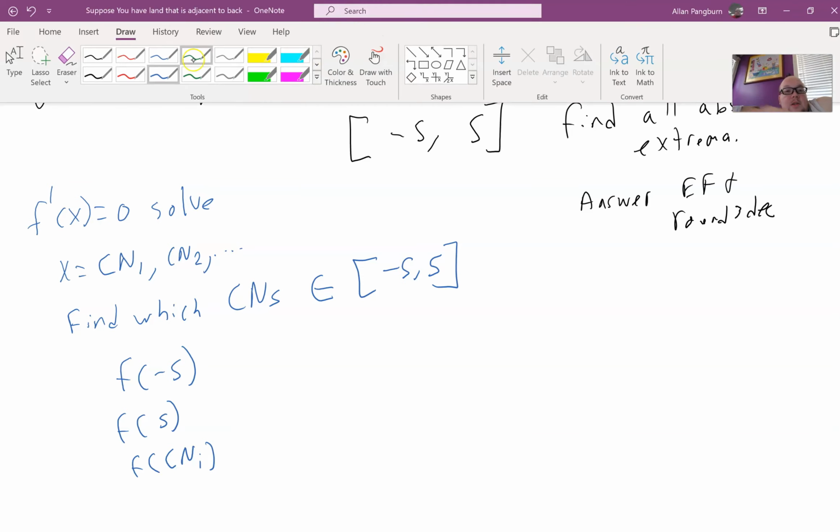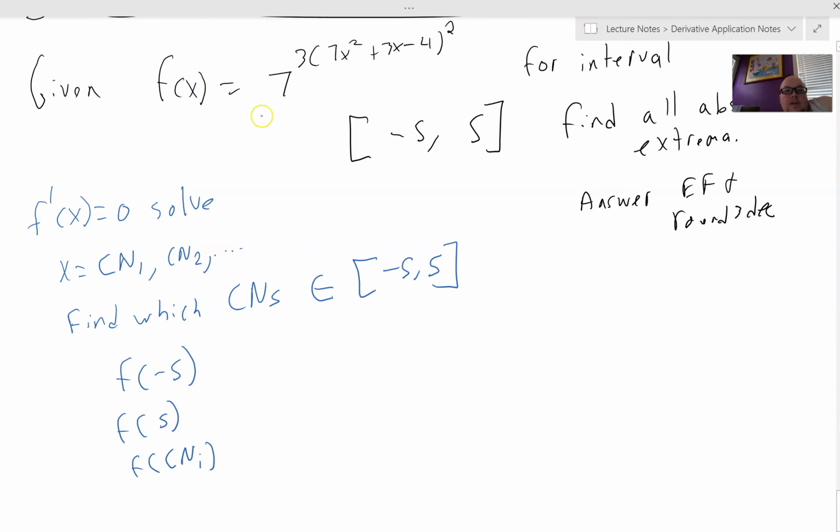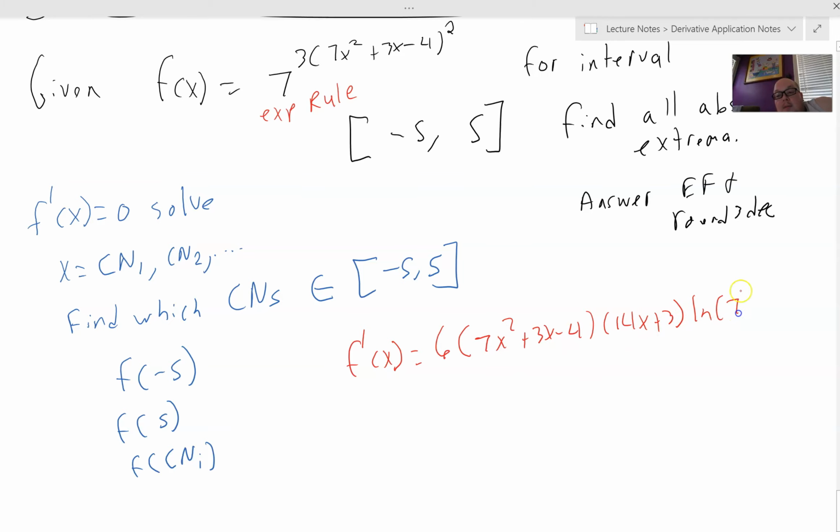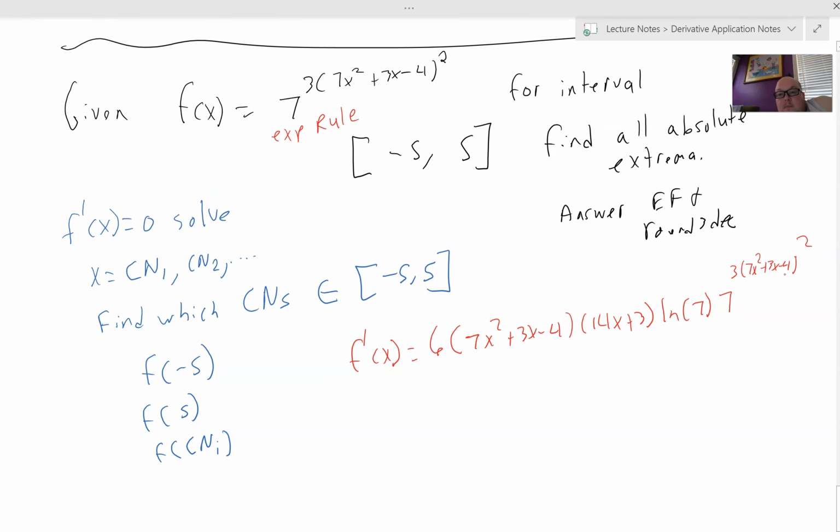So from here, this is just like your quiz you just took. So this is your exponential rule of derivative. So remember, this will become f prime of x is equal. All right, so we take the derivative of the exponent. Well, that's chain rule. So that's going to be 6 times 7x squared plus 3x minus 4, and then times 14x plus 3. All right, so that's the derivative of the exponent. Then we do the natural log of our base, and then we do times the exponential. Zoom that out just a little bit. Squared. All right. So that's the first part.